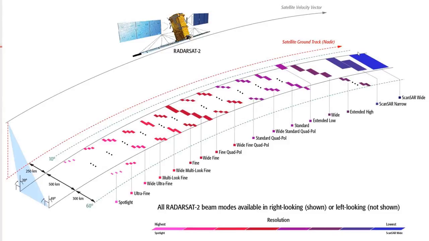And down at the other end of the spectrum, we have our Spotlight mode, which offers 1 meter resolution and a scene size of 18 kilometers by 8 kilometers. And then as you can see, we really have quite a range in between, and as a result of that, we can find that right combination of coverage and resolution. There are a few specific modes I just wanted to point out as it relates to disaster management.